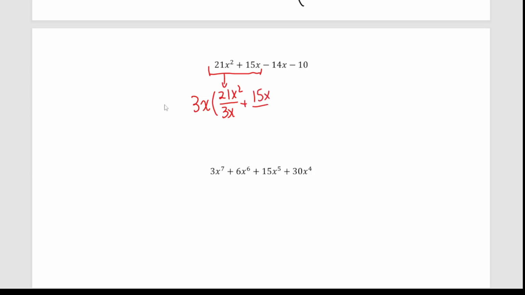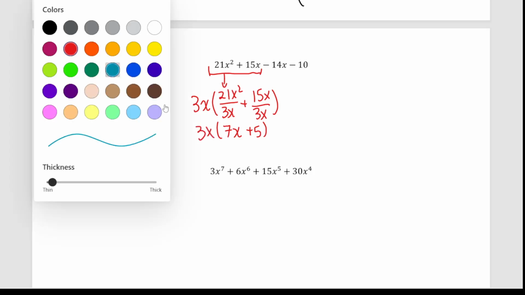And then for the second term, that would be the 15x divided by 3x. 21x squared divided by 3x is going to leave us with a 7x. 15x divided by 3x is going to leave us with a plus 5. And then I'm going to still drop down that 3x.